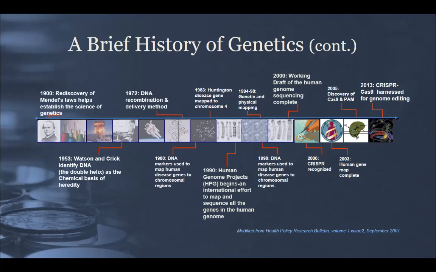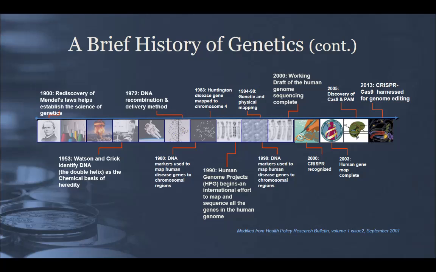But essentially, we get back to the 1900s where people rediscover Mendel's laws, which eventually leads to the development of genetics. 1953, Watson and Crick identify the double helix as the chemical basis of heredity. 1972, DNA recombination first starts to occur. This is a big one because this is when we start making our first transgenic organisms that we'll talk about here in a second. 1980, we have DNA markers so that we can start mapping the human genome to identify particular disease genes or at least chromosomal regions.